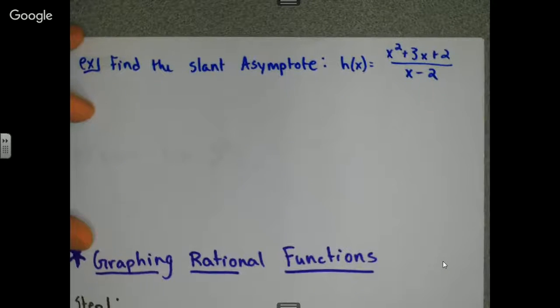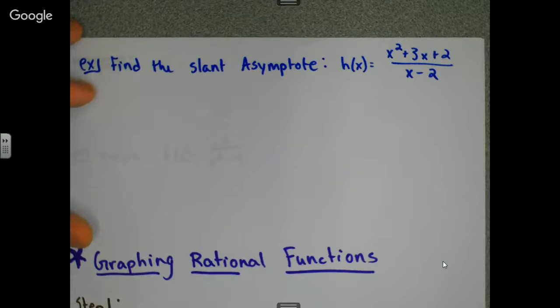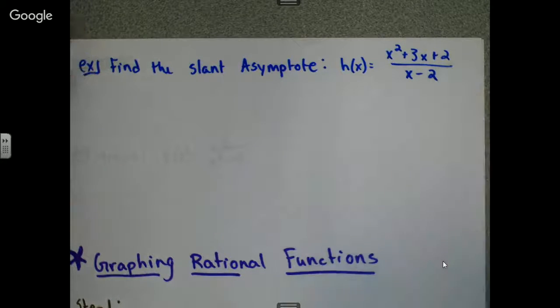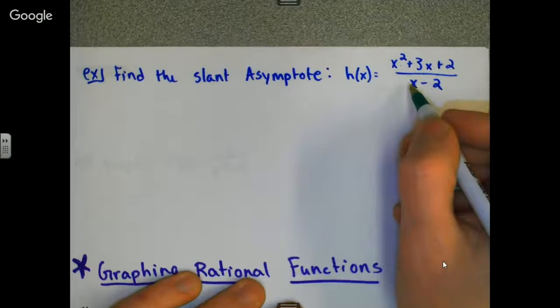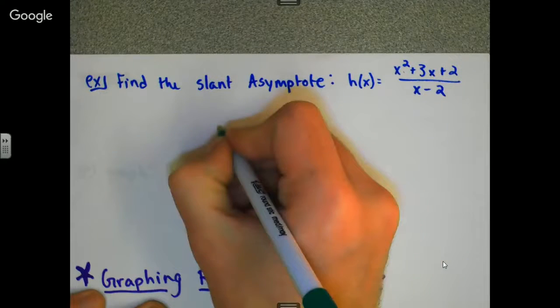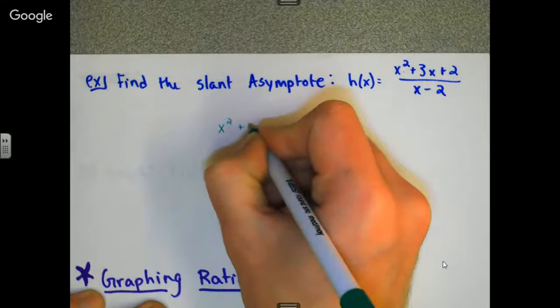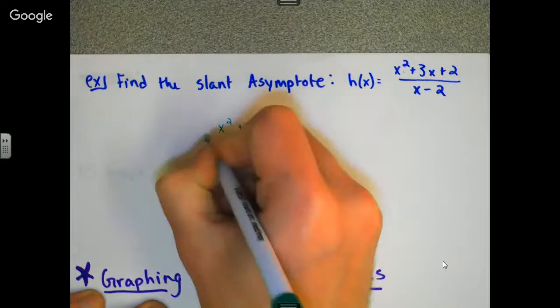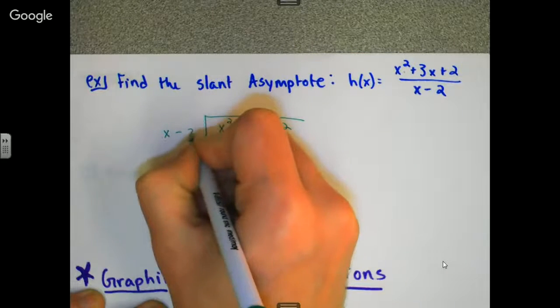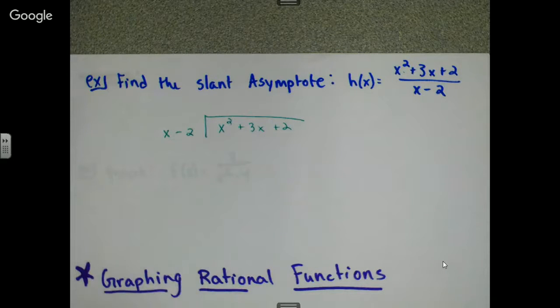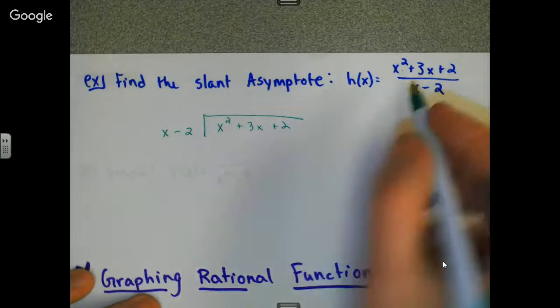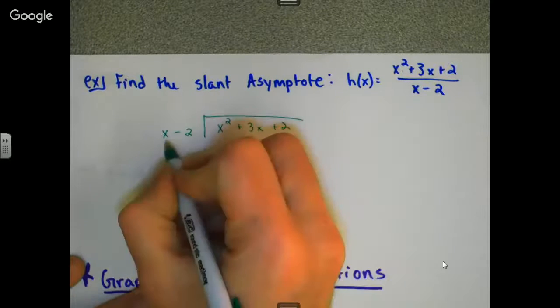Okay, so find the slant asymptote for this function here. So we notice that they are 1 degree off. So what we're going to do is we're going to divide the two, divided by x minus 2. And you might say, well, can't we do synthetic division? Yes, you can do synthetic division with that, but we want to get in the habit of looking at this in long division, because it's not always going to be that way.